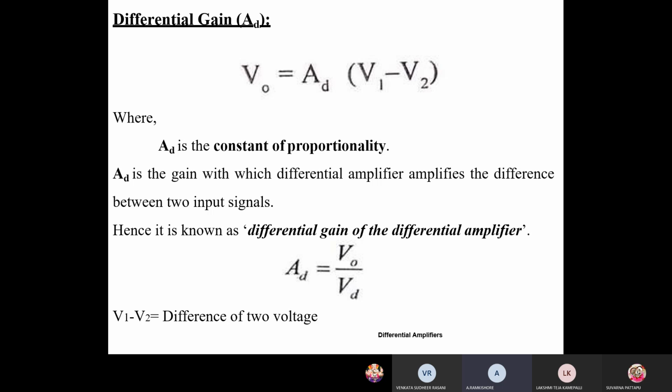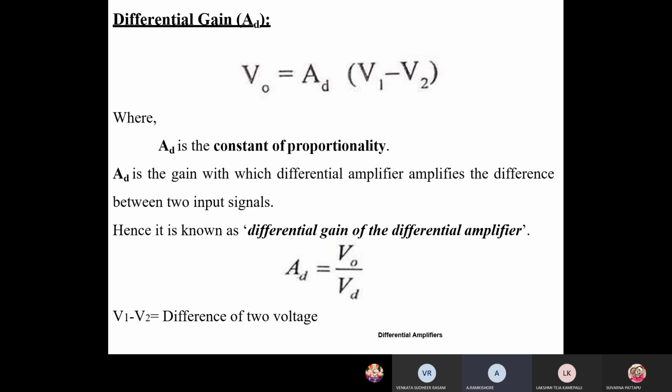two input signals. So here the output voltage of the differential amplifier is equal to the difference between the two input signals, that is, V0 is equal to V1 minus V2, and that V0 is proportional to the differential gain. Here AD represents the differential gain. AD is the constant of proportionality, the gain with which the differential amplifier amplifies the difference between the two input signals.